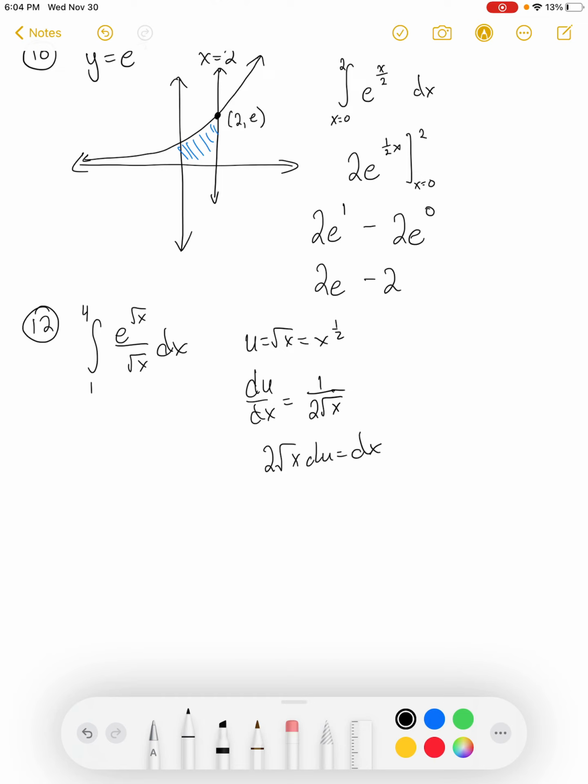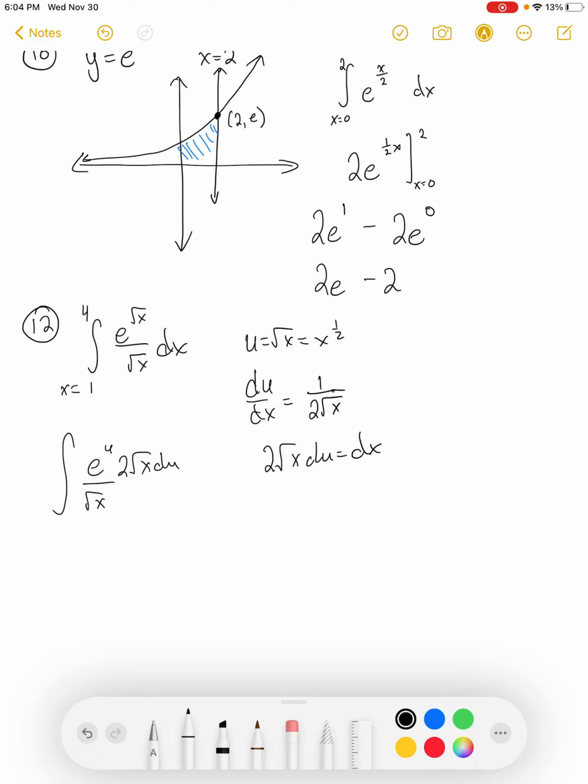And let's plug stuff in. So this is x equals 1, sorry. And now we want to find something out where we're in u land. Okay, so e to the root x, we can write that as e to the u. And dx, we know what that is. That is 2 root x du. And I have a root x down here. I think those things are going to cancel. That's going to be nice.